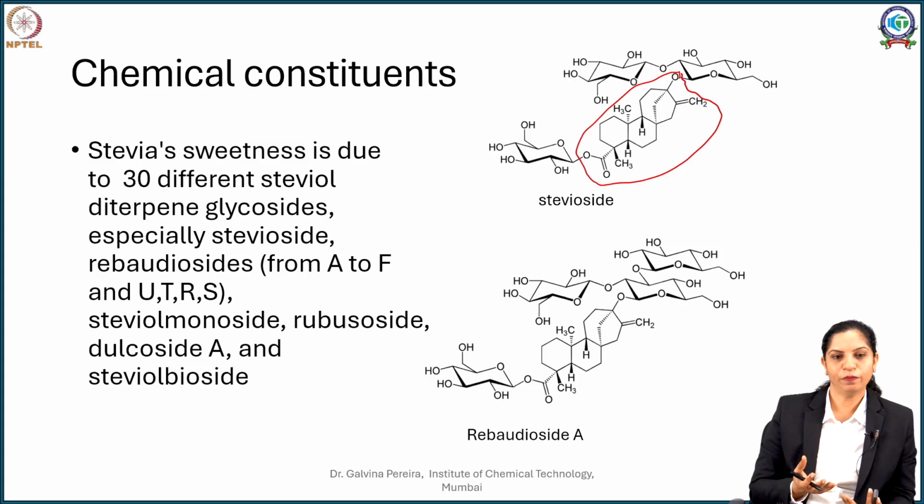Apart from that, other derivatives include your steviolmonoside, rubusoside, dulcoside and steviolbioside. So these are also compounds which are diterpenoids and contribute to the sweetness of the plant, but the majority in terms of their content and in terms of the sweetness are your stevioside and your rebaudiosides.